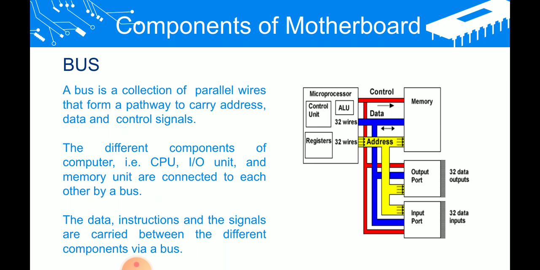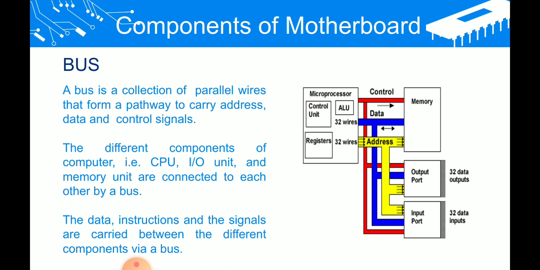So same way as the bus which goes on the road, but instead of people, this bus will carry data, address or control. If the data has to travel, it should catch the data bus. If the address has to travel, then the address should catch the address bus. If the signal has to travel, then it should catch the control bus.